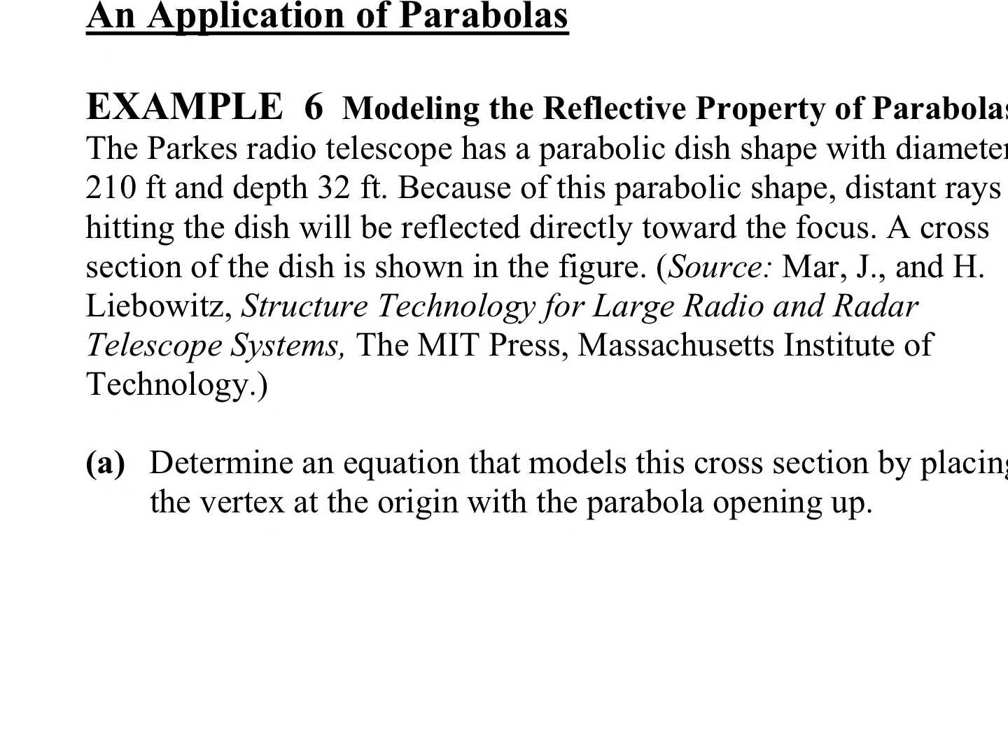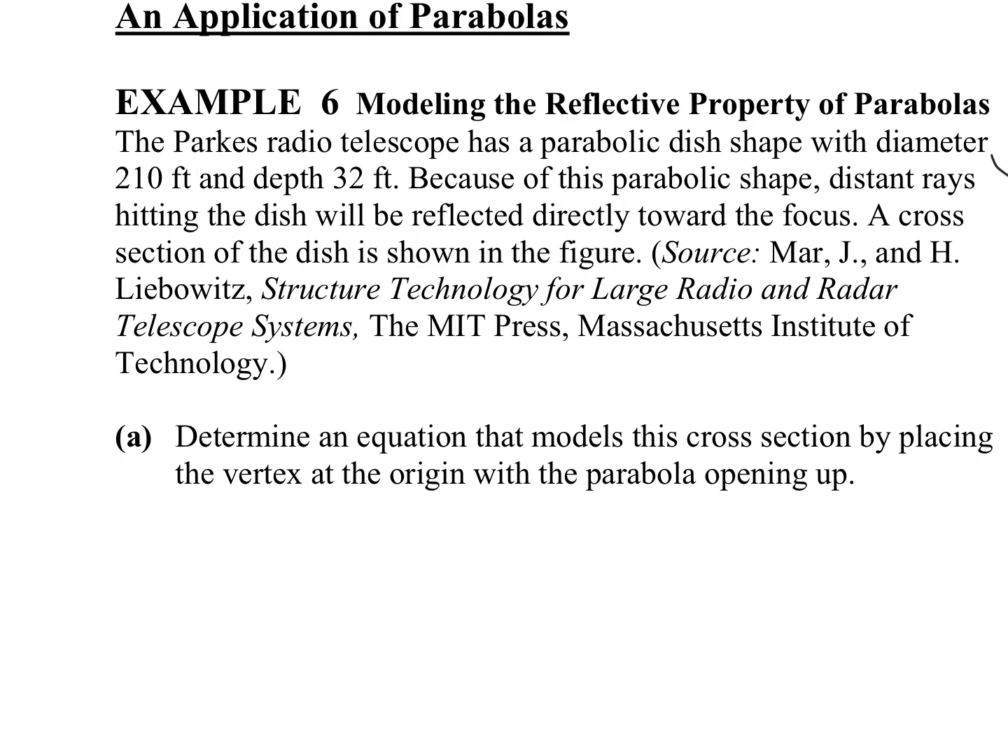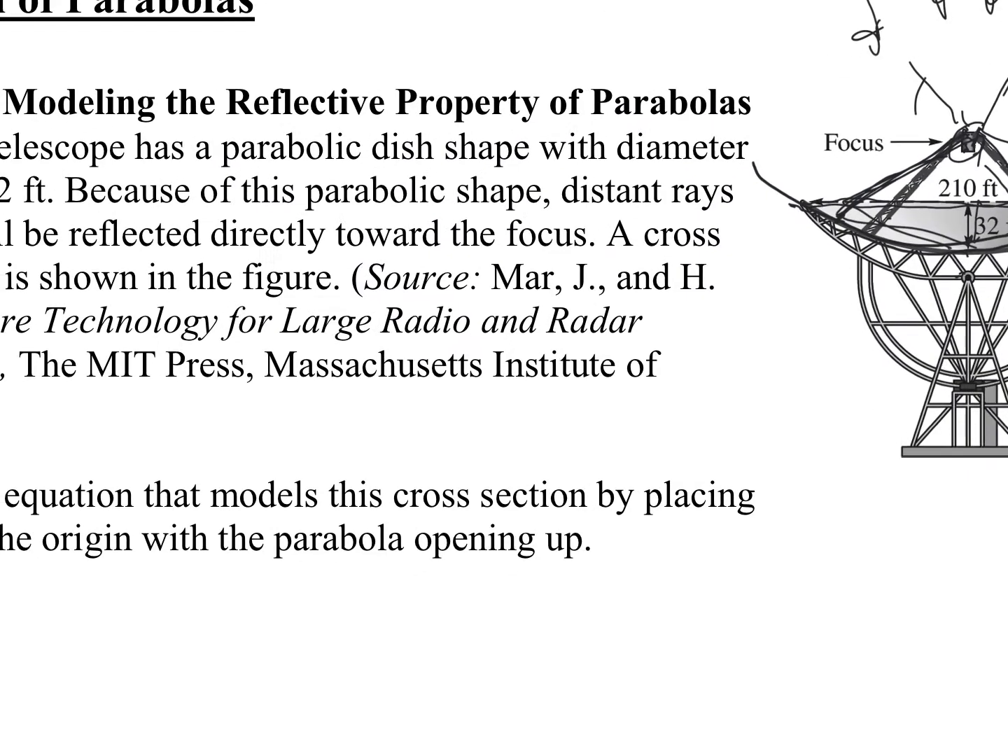This is a radio telescope, so it is catching radio waves. It's a parabolic dish. Diameter is 210 feet with a depth of 32 feet. The depth means where they stop making the dish. That's how high it is. They could have made more depth, that's not going to hurt. But with the diameter being 210, it's a big dish.